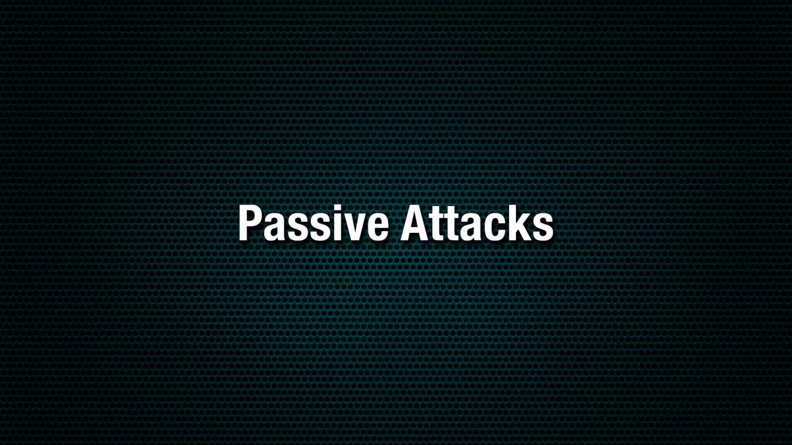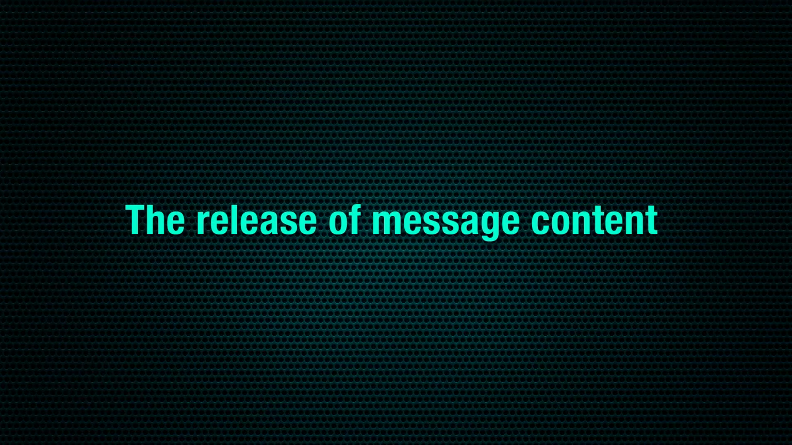Passive attacks. A passive attack attempts to learn or make use of information from the system but does not affect system resources. Passive attacks are in the nature of eavesdropping on or monitoring of transmissions. The goal of the opponent is to obtain the information being transmitted. Types of passive attacks are as follows. The release of message content.